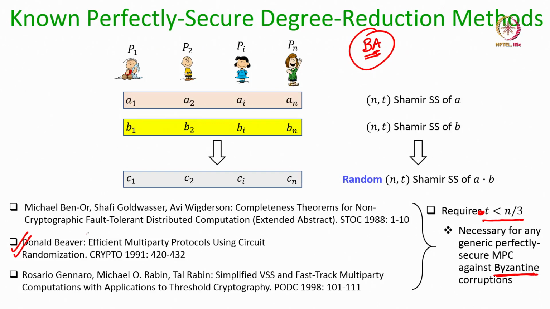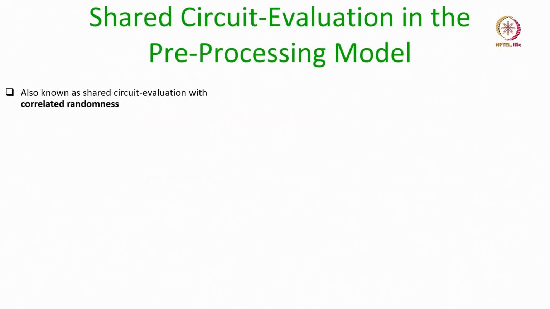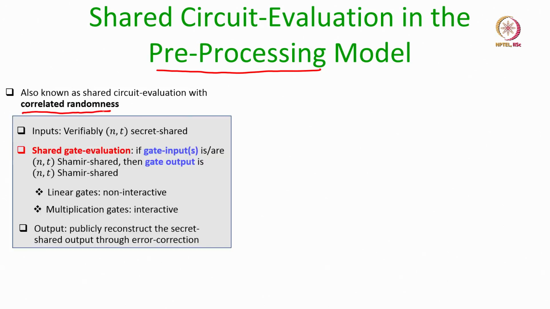Now we will focus on Beaver's method for solving the degree reduction problem. This method is often called shared circuit evaluation in the pre-processing model, often called shared circuit evaluation with correlated randomness. And the idea here is the following: this is the BGW method for shared circuit evaluation.